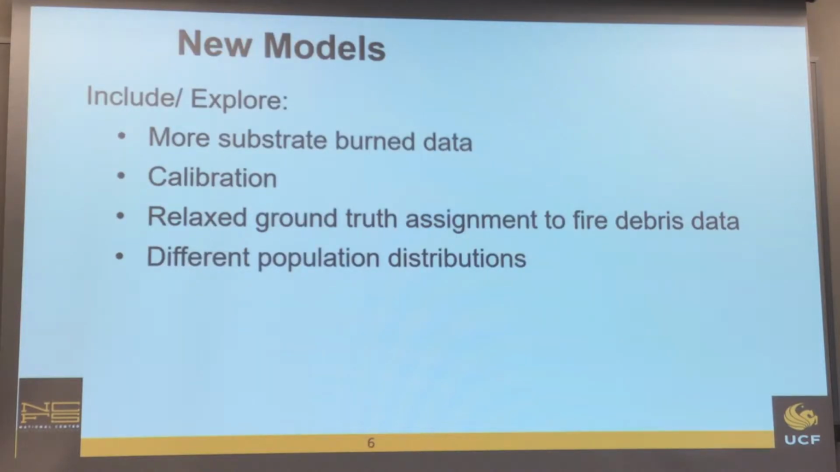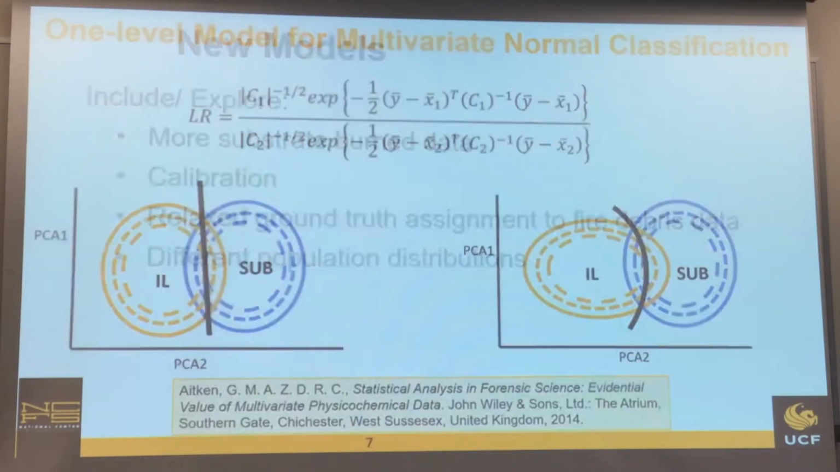Therefore, to strengthen these new models, they will include more substrate data. They will be calibrated so that their predictions will be proportional to the frequency of occurrence. When evaluating the real fire debris, there will be a relaxed ground truth assignment, so there are not actually known ground truths for either class representation, ignitable liquid or substrate. And also different population distributions will be explored.